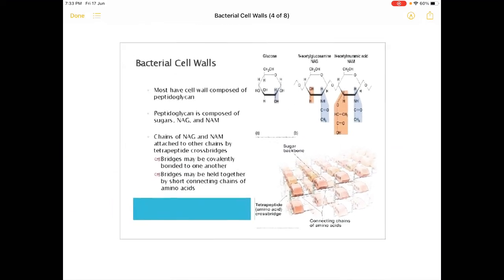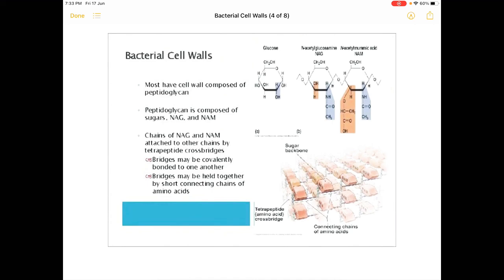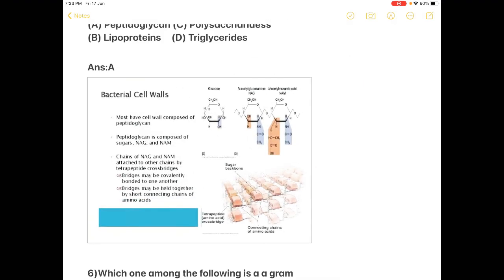Most bacterial cell walls are composed of peptidoglycan, which is composed of the sugars NAG, which is N-acetyl glucosamine, and NAM, which is N-acetyl muramic acid. So bacterial cell walls are composed of peptidoglycans.